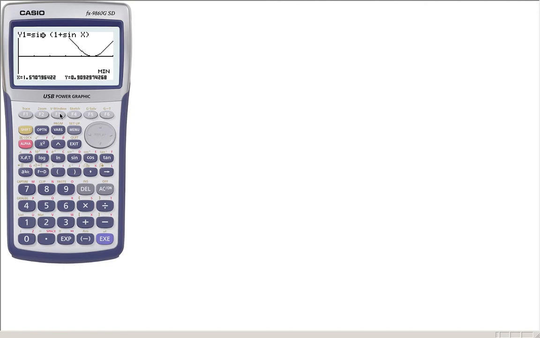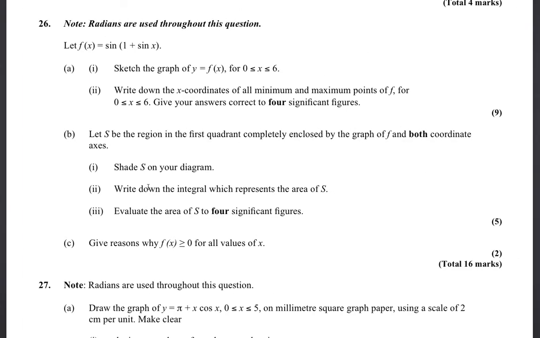So now next for minima. One answer is 1.571, 4 significant figures. And next answer is 4.712. That's all. Okay, so next part.